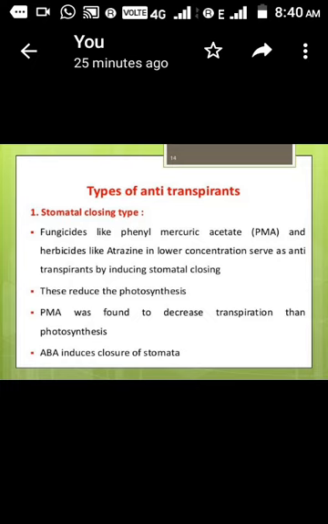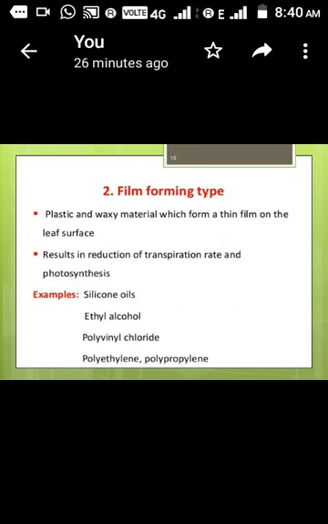Apart from these two anti-transpirants, there is ABA, which you might know is a plant hormone. This is frequently used in stomatal closing. It has a mechanism, but I'm not going into the detail. Okay, so you remember it.